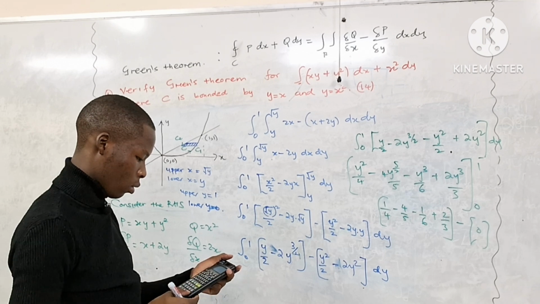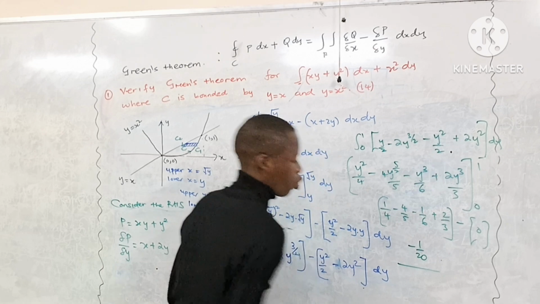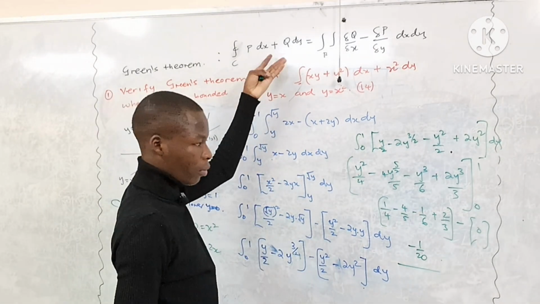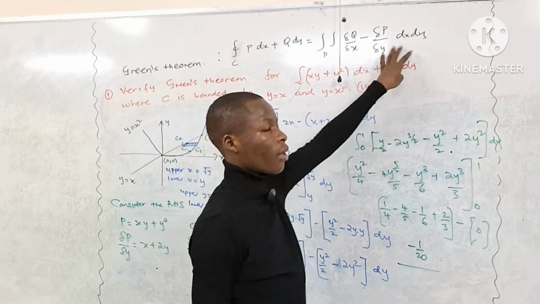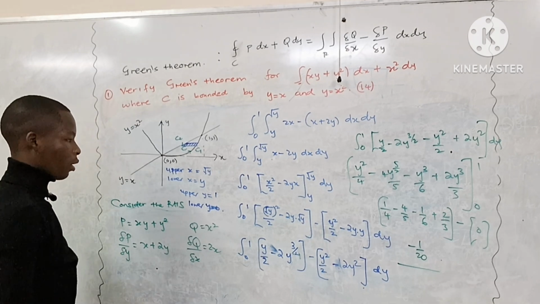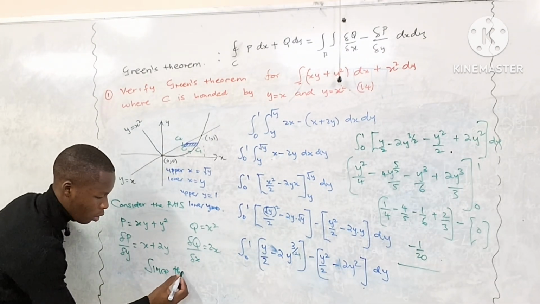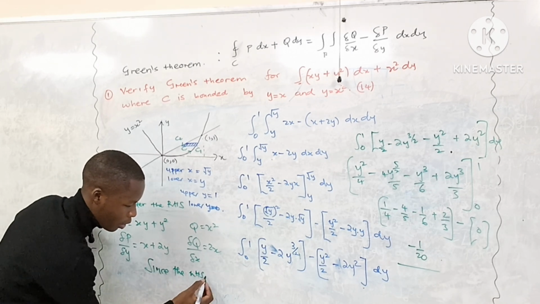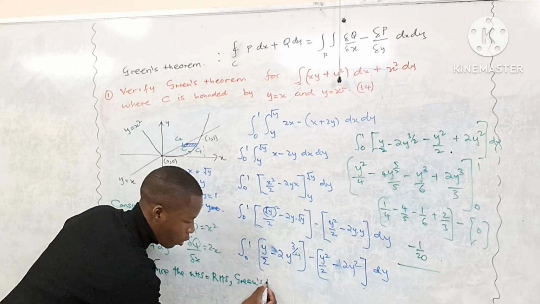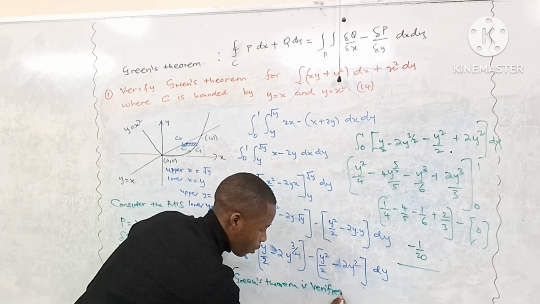Okay, the answer is negative 1 by 20. If you check, the left hand side is equal to negative 1 by 20, the right hand side is equal to negative 1 by 20. So now you can give the conclusion. You write: since the LHS, the left hand side, is equal to the right hand side, Green's theorem is verified.